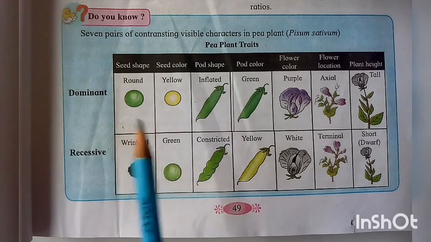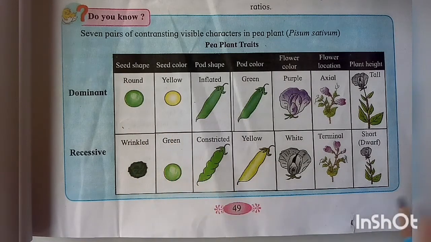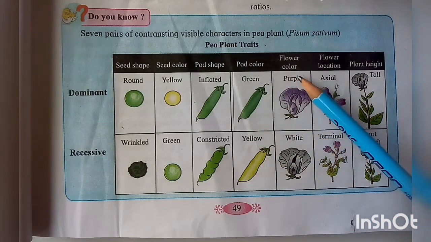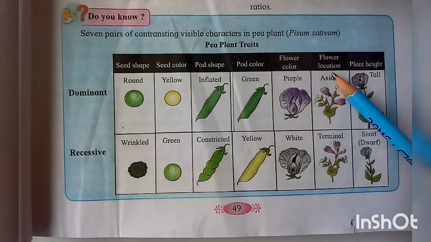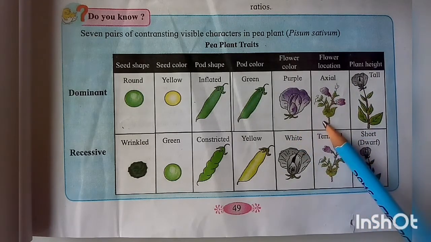Instead of taking the same example or repeating the example, we'll take other characters for dihybrid cross. For example, we can take color of flower and position or location of flower. So these are the two characters that we are choosing for a cross.